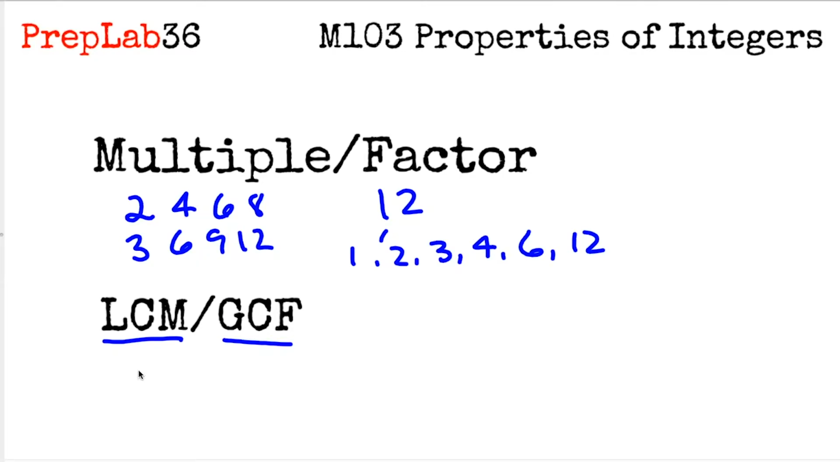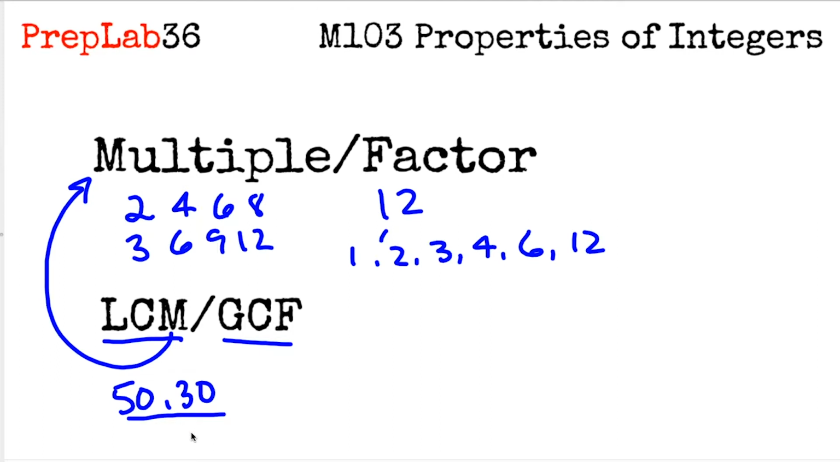If you don't know how to do these, the least common multiple is a number multiplied together. So 50 and 30. The least common multiple of 50 and 30 is 150. The greatest common factor of 12 and 27 is 3. 27 is 3 cubed. 12 is 3 times 4. 3 is a factor of both 12 and 27.